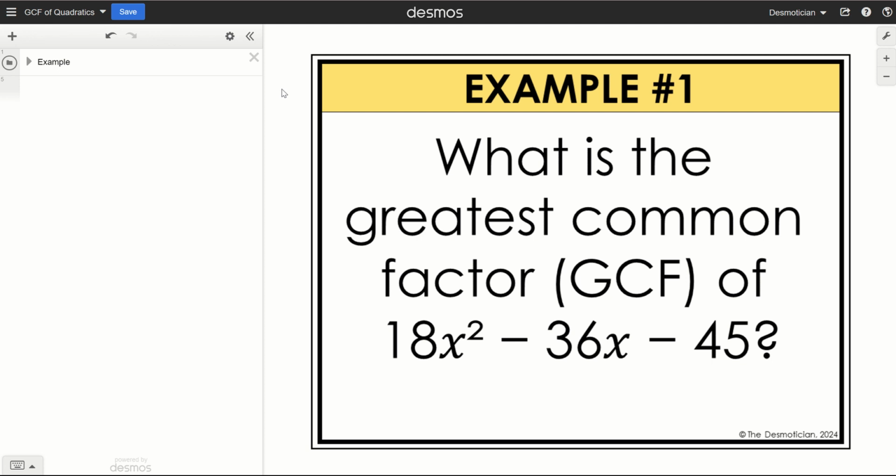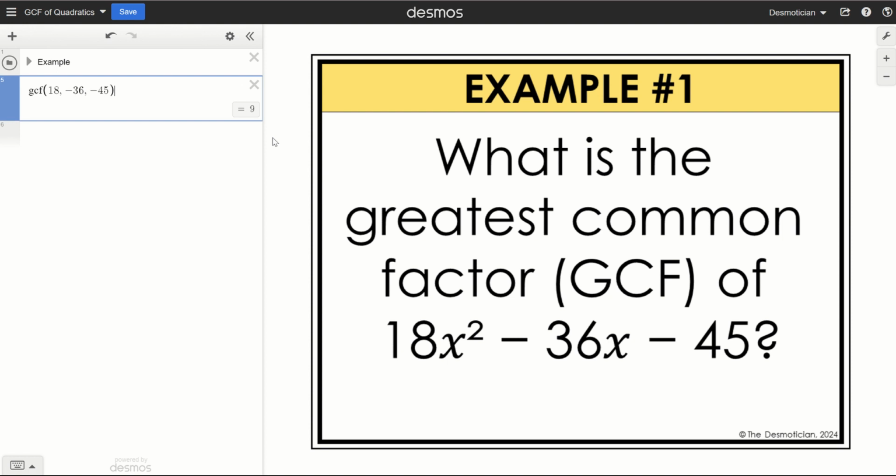In this video, I'm going to show you how to find the greatest common factor, also known as the GCF, of a quadratic expression. So GCF means that we are looking for the largest value that can divide evenly into all of the terms. So we're going to start with 18, negative 36, and negative 45. To do this on Desmos, you're going to type in GCF and then list the three values separated by commas. We can see that the GCF is 9.